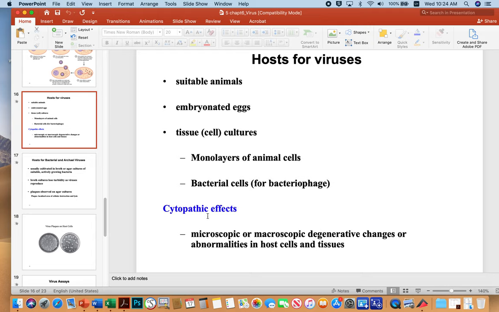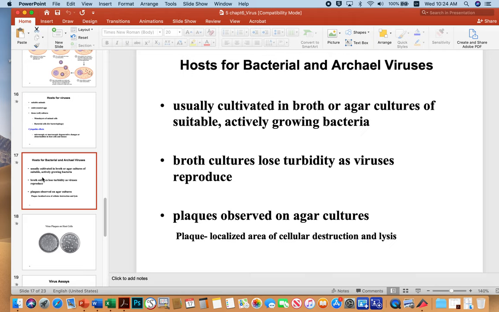And what we're looking for is certain cytopathic effects, microscopic or macroscopic changes or abnormalities in those particular cells. So with bacterial and archaeal viruses, we can usually cultivate them in broth or agar cultures, as long as the bacteria are actively growing. If the bacteria are not actively growing, then the virus can't actively grow, right? Because the virus needs an actively growing bacterium with all of its machinery working.